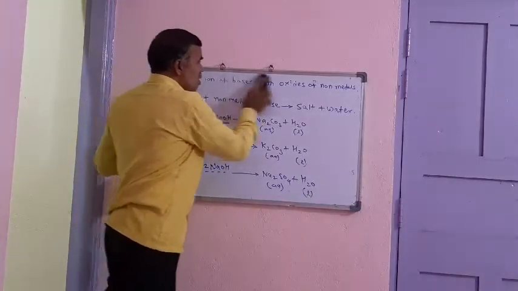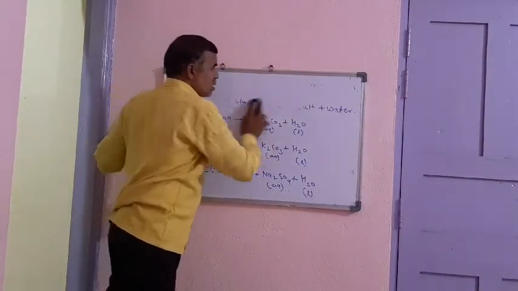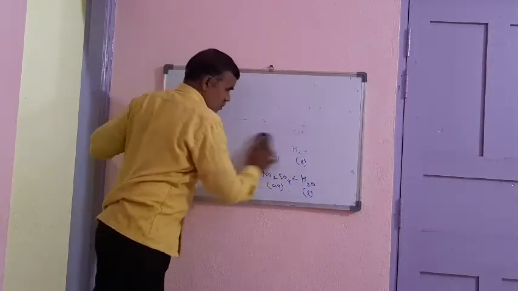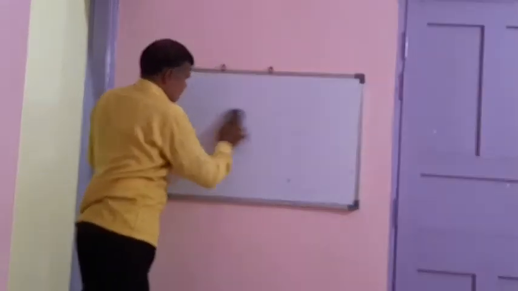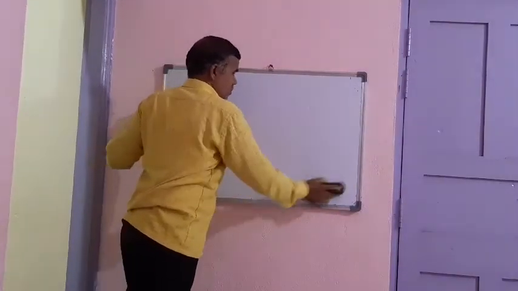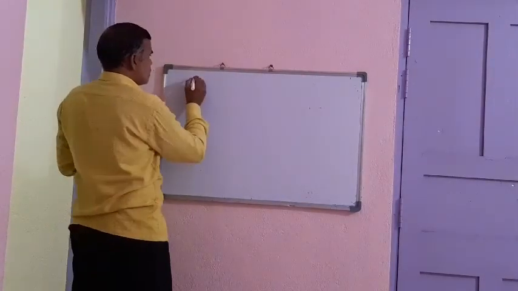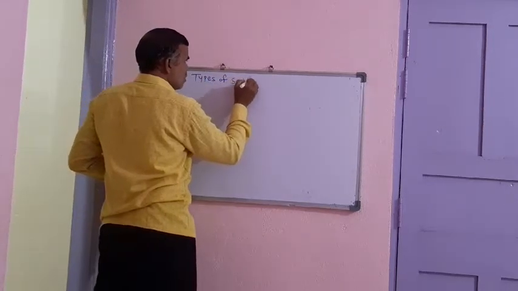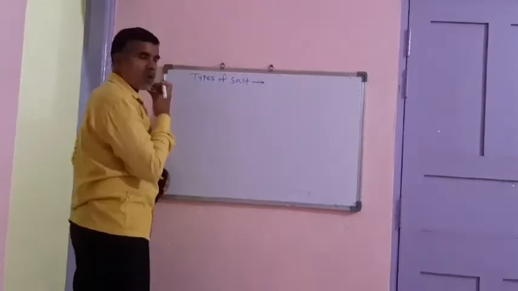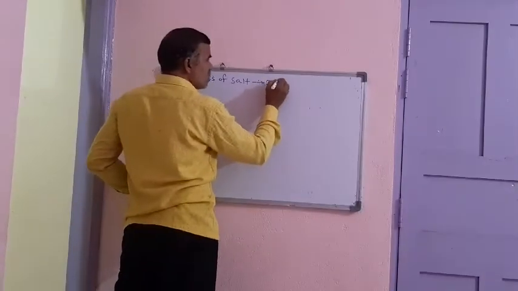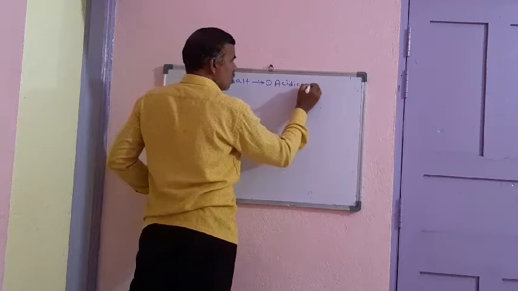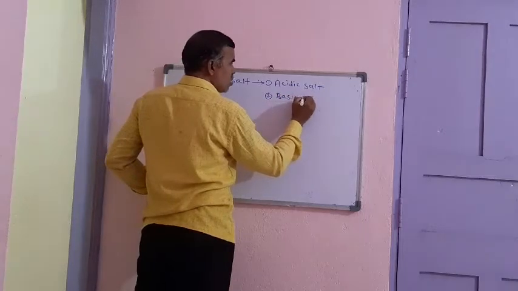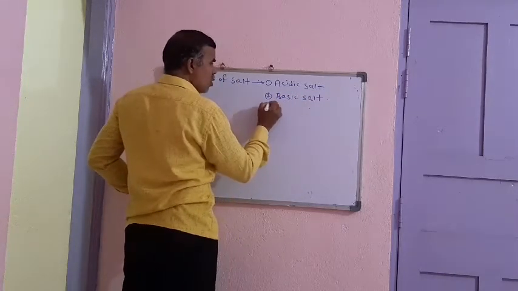Next point, salt. Look at this. Next point we have to discuss about types of salt. Types of salt. There are three types of salt. Number first, acidic salt. Number two, basic salt. And number three, neutral salt.